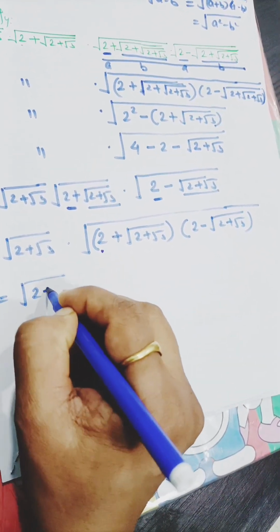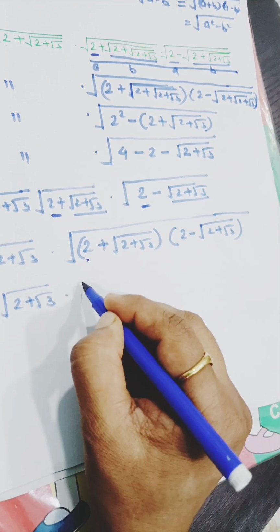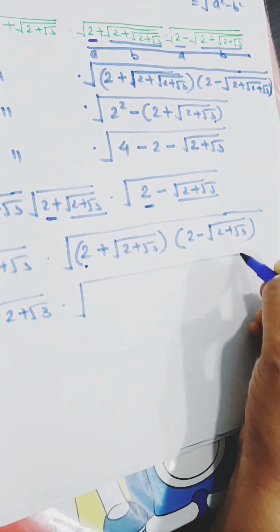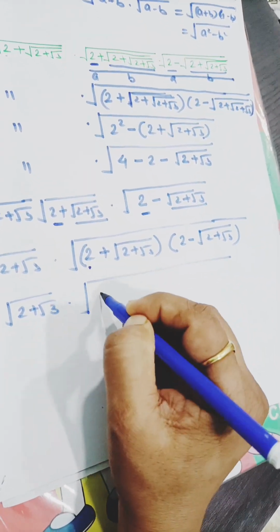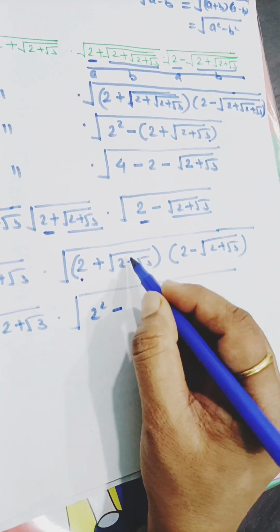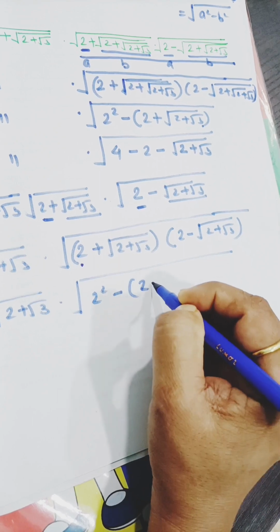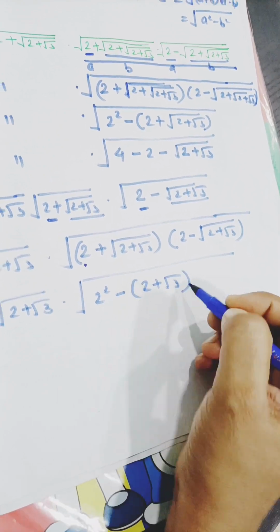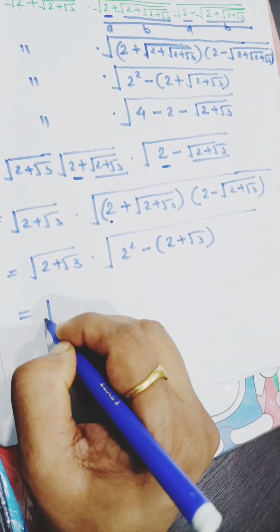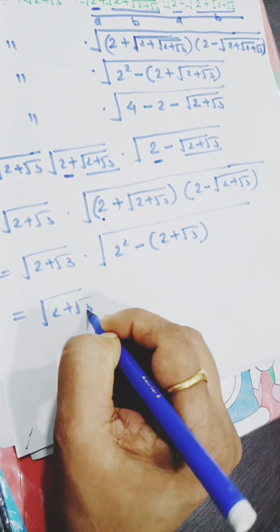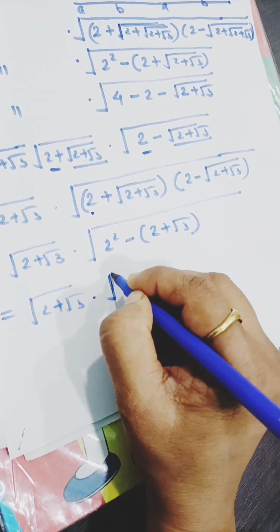So we can simply write a square means 2 square minus b square. Now again square and square root we will cancel. So 2 plus root 3. So this is 2 plus root 3 into simply.